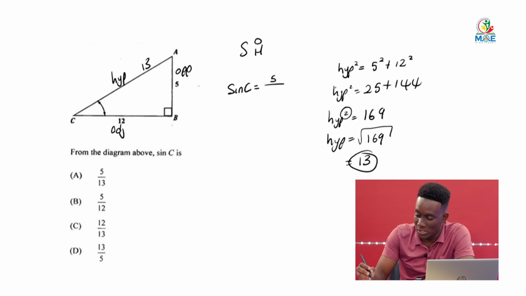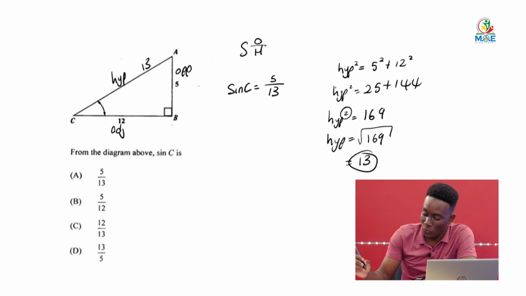So sine C would be opposite over hypotenuse. And in this case, the hypotenuse would be 13. So we had to find the hypotenuse here. So this here would be 5 over 13, which is A.